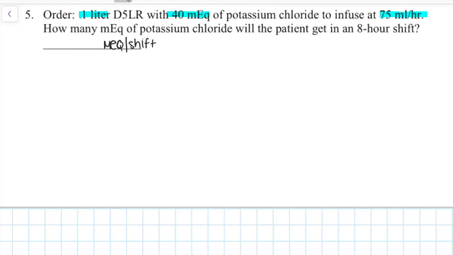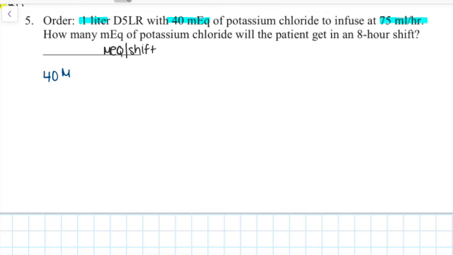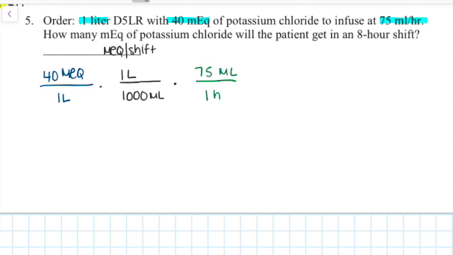Okay, so the order is 40 mEq per 1 liter. We're going to convert liters to milliliters. So 1 liter is 1,000 mLs. And we're giving it at 75 mLs per hour. And we want to know how much we're going to give in an 8-hour shift.